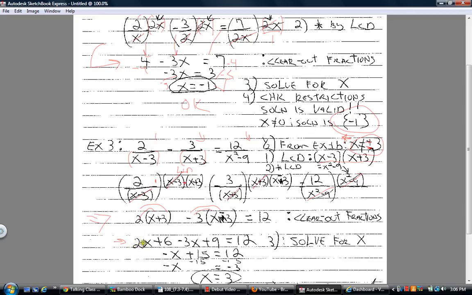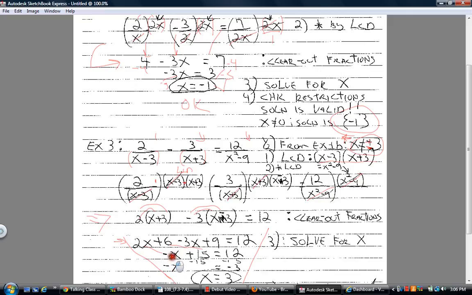Can I combine like terms? 2x minus 3x is a negative x. 6 plus 9 is 15 equals 12. Take your time, one step at a time. Each time you do a step, a process, the problem gets easier and easier. You're working down the funnel, just like we did back at the beginning of the semester.